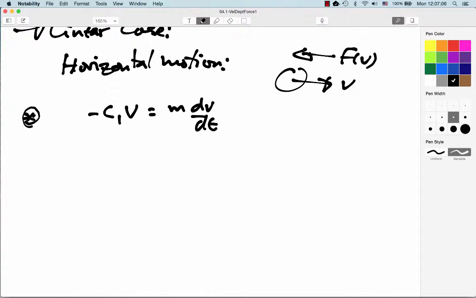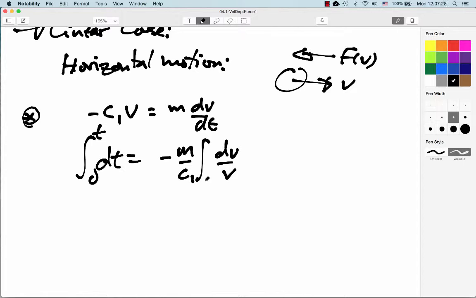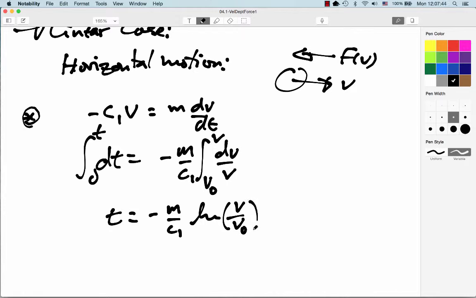This solves pretty straightforwardly. We can rewrite this as dt equals minus m over c1, and then we'll have a dv over v. And then go ahead and integrate both sides. We can integrate this from 0 to t. We can integrate that from v0 to v. And so we get t equals minus m over c1 times the natural log of v over v0.